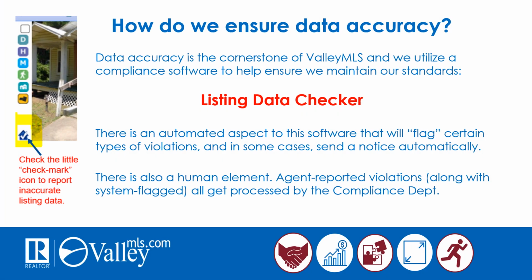So how do we ensure the data accuracy within the MLS? Well, that is the cornerstone of ValleyMLS, and we utilize a compliance software tool to help ensure we maintain those standards. And that's called Listing Data Checker. There is an automated aspect to this software that will flag certain types of violations, and in some cases send a notice out automatically. So that software every night looks at every one of our listings, a lot of our fields, and data within those fields, so that we make sure that the data integrity portion of the MLS is top notch.